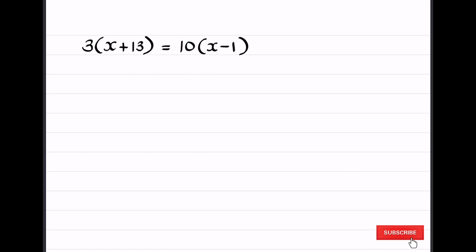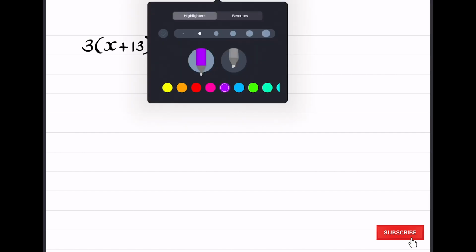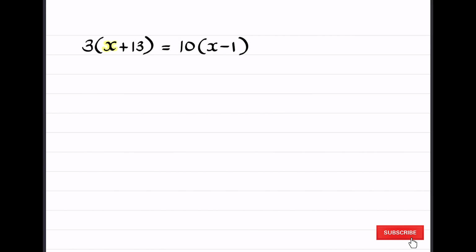Alright, in this question I'm going to have multiple steps. So firstly, I can notice that I have a variable on both sides of the equal sign. So I have x's on both sides. However, the other thing I notice is that I have brackets, which means that first I need to distribute to get rid of those brackets. So I'm going to distribute the 3 into the first bracket on the left-hand side, and I'm going to distribute the 10 into the second bracket on the right-hand side, and then I'll be able to solve this equation.